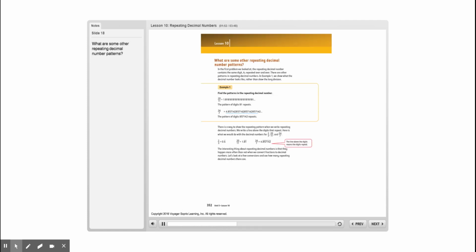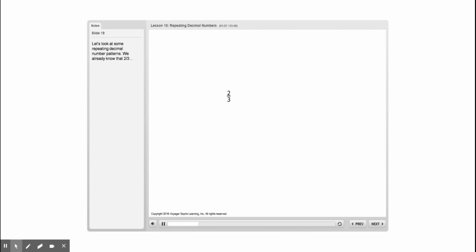What are some other repeating decimal number patterns? Let's look at some repeating decimal number patterns. We already know that 2/3 equals this repeating decimal number. The 6 repeats forever. The improper fraction 20/11 is equal to this repeating decimal number. The 81 repeats forever.